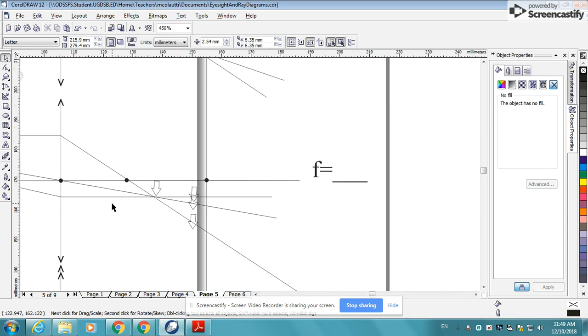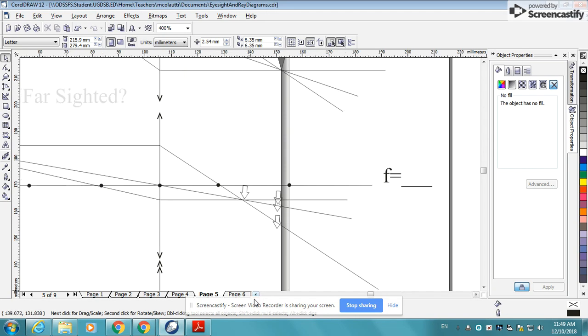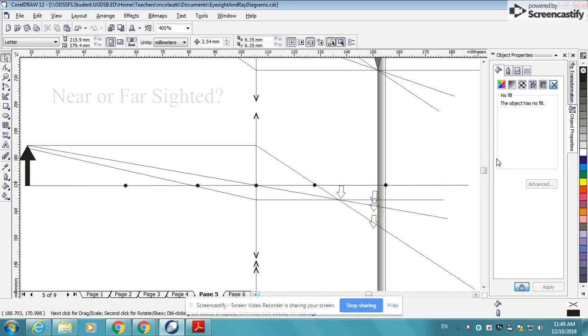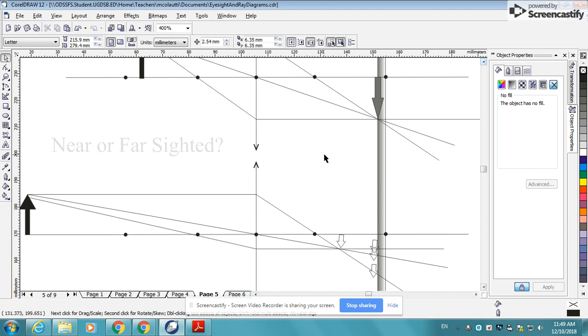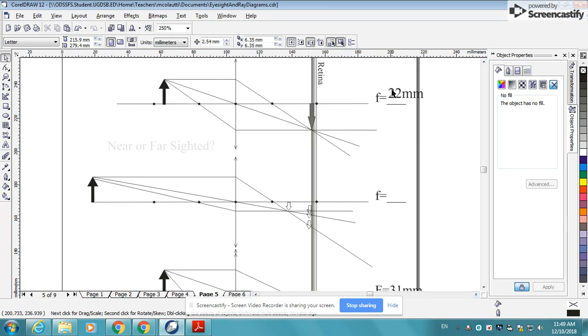So this lens sees best when the person is near their target. The 22 millimeter focal length lens of this person's eye sees perfectly when the object is close. But as the object moves far away, the image starts forming in front of the retina.